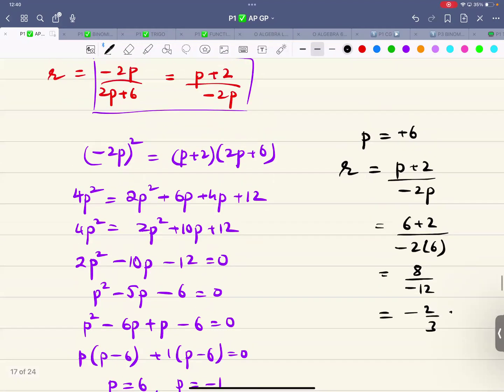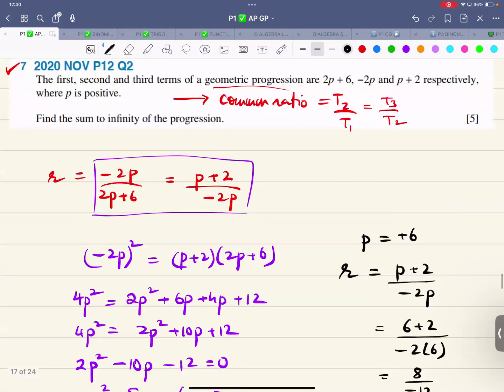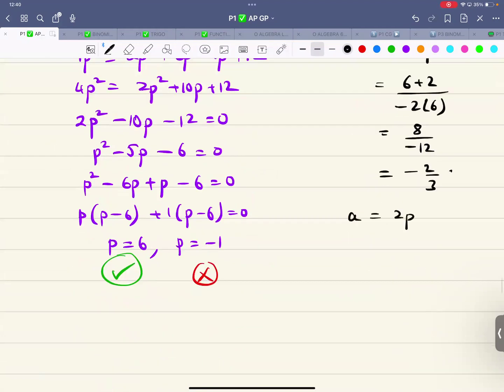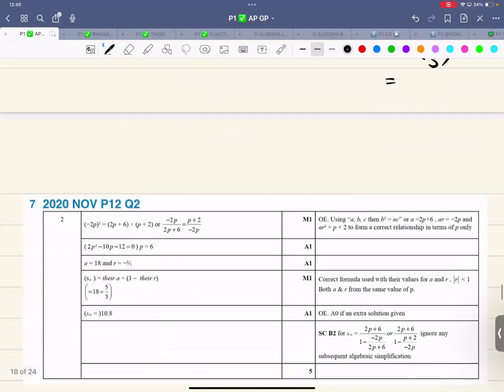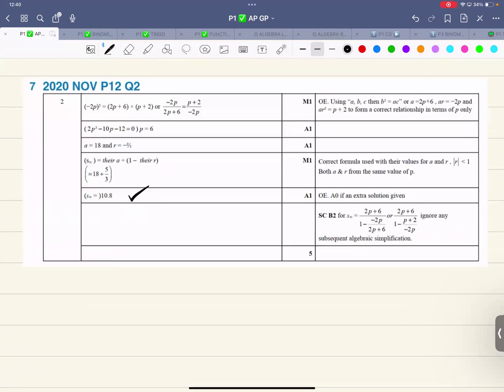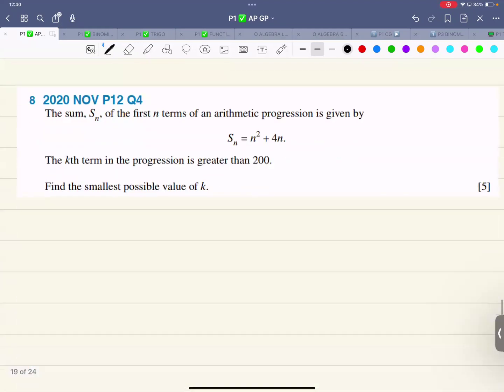This is r. What is the first term? 2p plus 6. First term, 2p plus 6. 2 sixes are 12. 12 plus 6 is 18. So therefore, sum to infinity, that is a over 1 minus r. That is 18 over 1 minus negative 2/3, which is 18 over 5/3, which is 18 into 3 divided by 5, whatever that comes out to be. Okay, so that finishes this question.